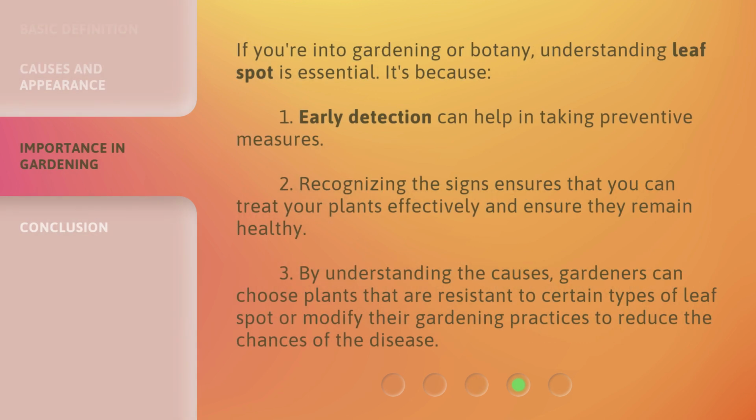If you're into gardening or botany, understanding leaf spot is essential. It's because 1. Early detection can help in taking preventive measures. 2. Recognizing the signs ensures that you can treat your plants effectively and ensure they remain healthy. 3. By understanding the causes, gardeners can choose plants that are resistant to certain types of leaf spot or modify their gardening practices to reduce the chances of the disease.